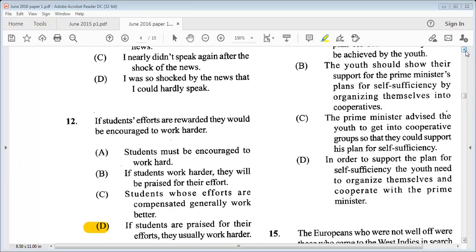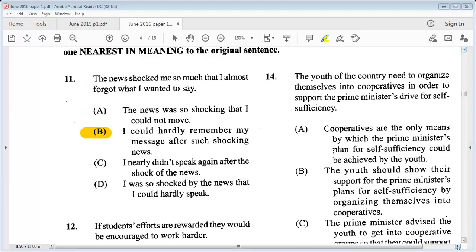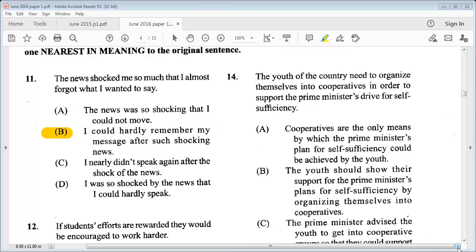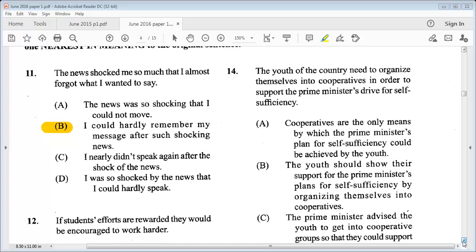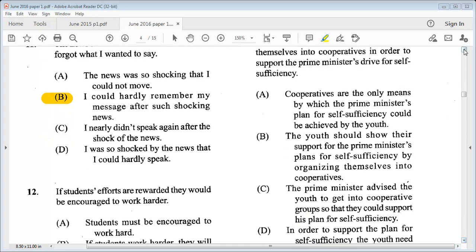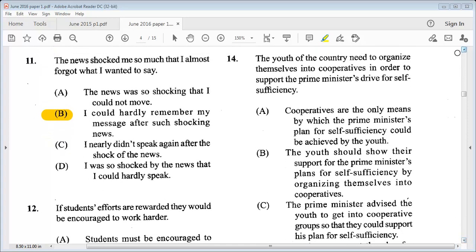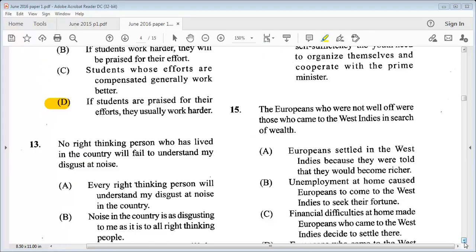14. Here it says, the youth of the country need to organize themselves into cooperatives in order to support the Prime Minister's drive for self-sufficiency. So the sentence that is nearest in meaning is B. B. The youth should show their support for the Prime Minister's plan for self-sufficiency by organizing themselves into cooperatives. Let's go on to 15 now.